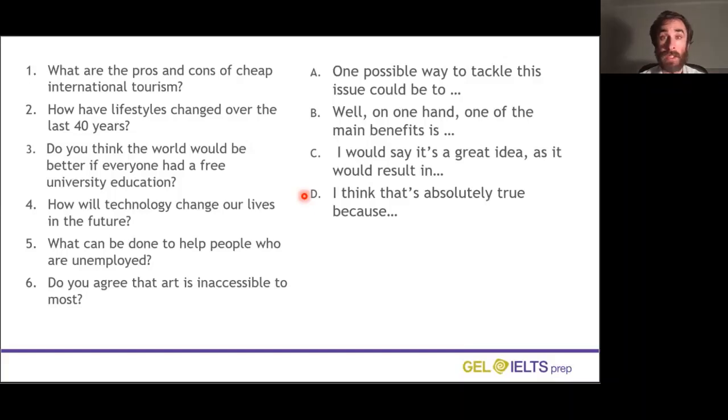D is starting to answer question 6. Do you agree that art is inaccessible to most? I think that's absolutely true because most art is owned by private art collectors, so the public can't visit it. Therefore, it's pretty inaccessible to the average person.